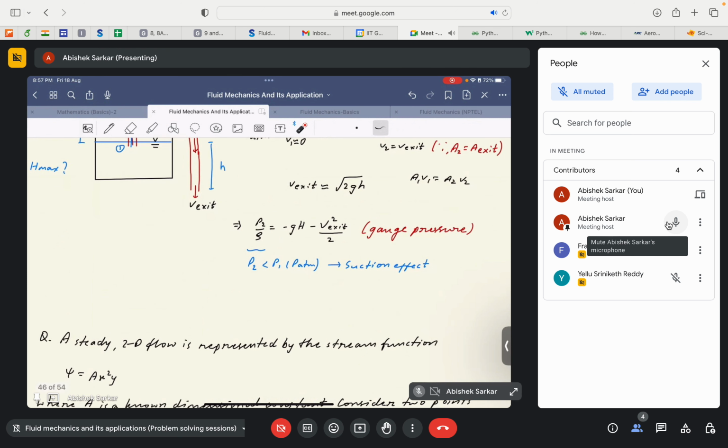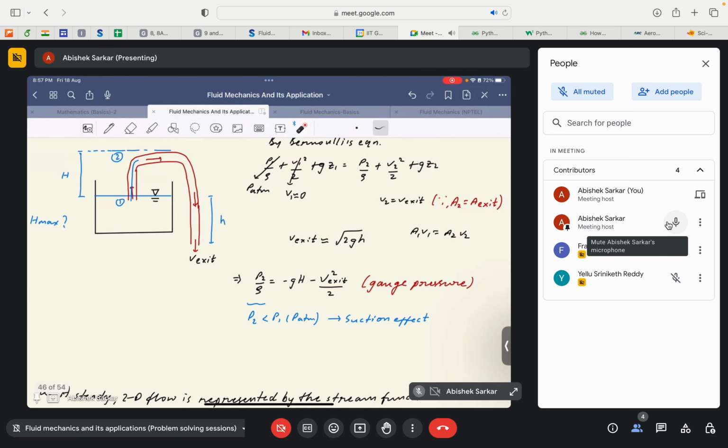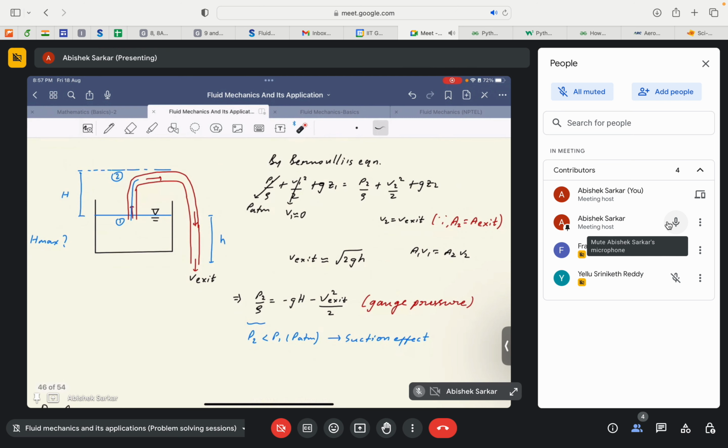You can see that the pressure is negative here, but since in an absolute scale negative pressure has no meaning, the negative pressure that we get here is essentially the gauge pressure with respect to the atmospheric pressure. This negative gauge pressure acts as a suction, or driving force, that sucks the fluid out of this container to its exit. So this is how Bernoulli's equation is applied to the siphon.